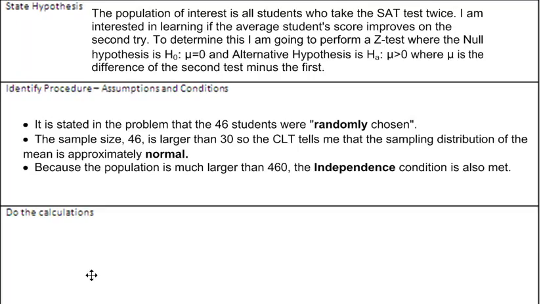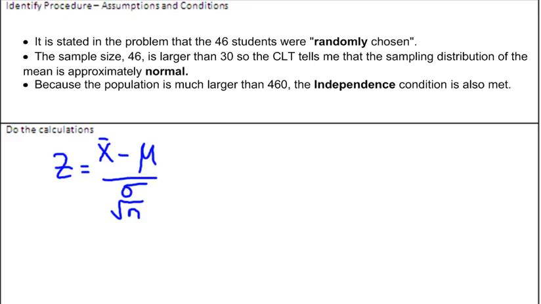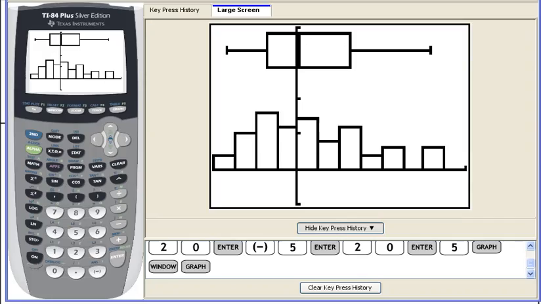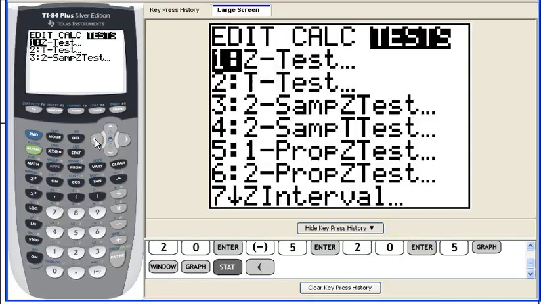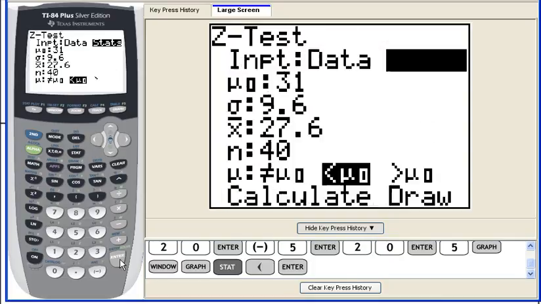So now I'm going to do the calculations. I show the formula for the z-statistic. And what I'll actually do right now is perform the z-test on the calculator, because that will give me all of the relevant information that I need. So here's the calculator with the graph still on it. I'm going to go to Stat, left arrow, and I'm going to do a z-test.